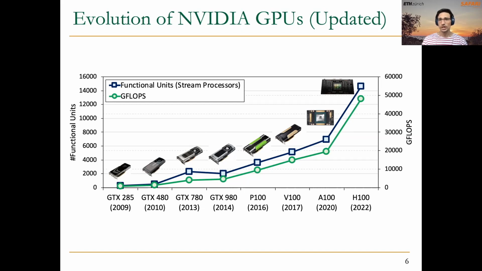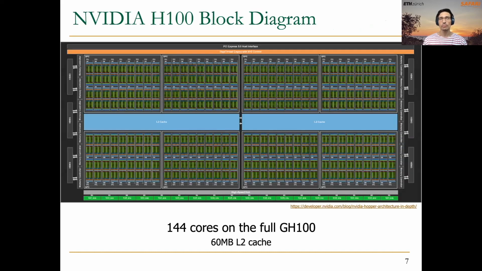And this architecture includes several new innovations, some of which we will discuss over the course of this course on heterogeneous systems. But here you have the block diagram of the H100, where you can see up to 144 cores in the full-blown GH100 chip, and up to 60 megabytes of L2 cache, as you can see here in the middle of the block diagram. Observe as well other innovations and changes with respect to the previous architecture.